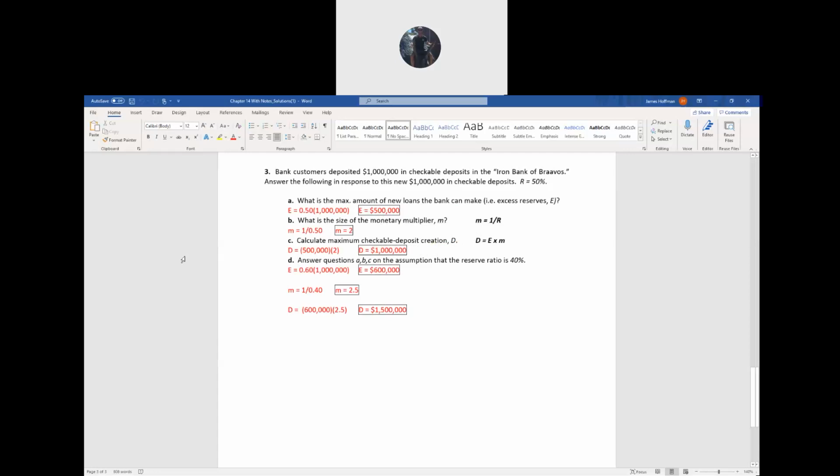And then D, answer the questions A, B, and C on the assumption the reserve ratio is 40%. So you just note that if the reserve ratio gets lowered, there's going to be more excess reserves and a bigger multiplier. So if the reserve ratio is now 40%, the bank can now lend out 60% of the deposit. So 60%, 0.6 times a million, now they can lend out 600,000.